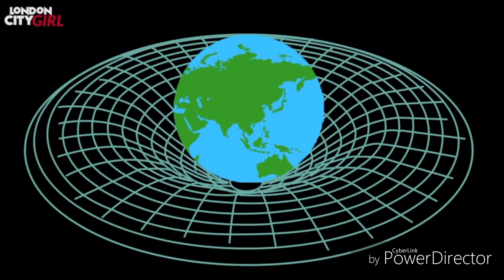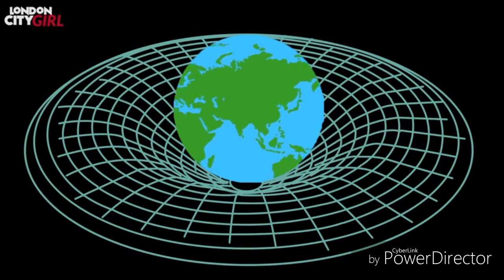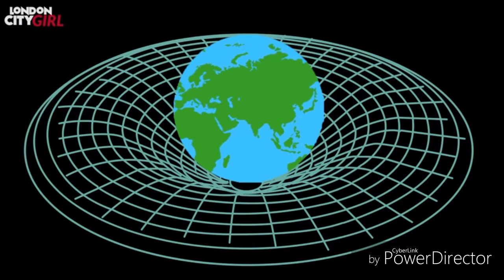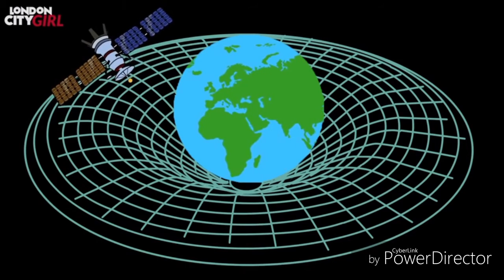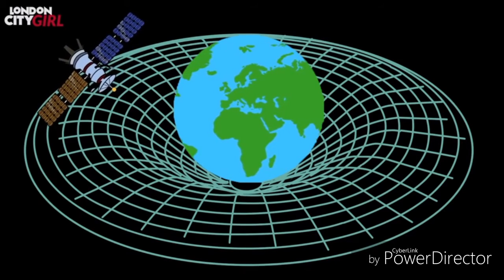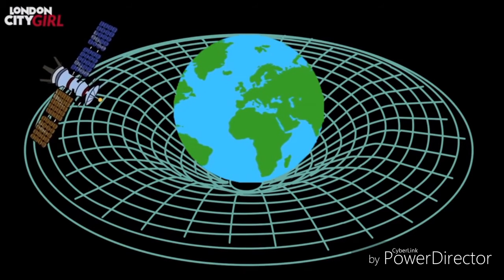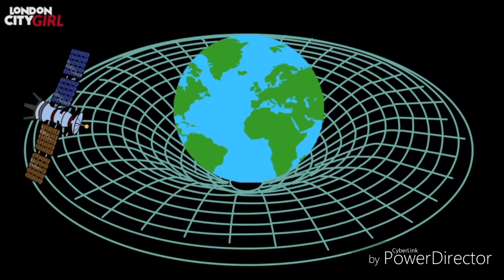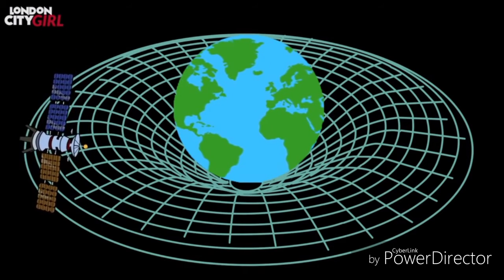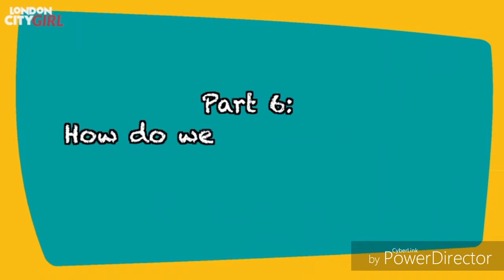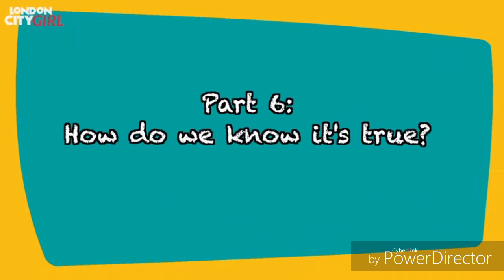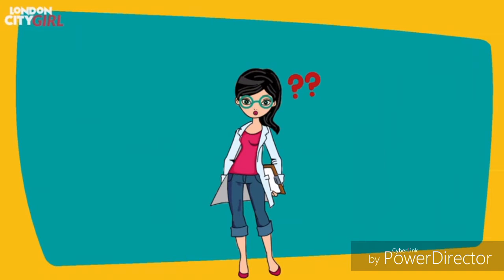Einstein theorized that objects warped space-time around them, causing it to become curved, and as a result, objects experienced gravitational attraction to each other. This warping of space-time explains how objects behave as they move through space. This is the general theory of relativity. Part 6. How do we know it's true? How do we know that the theory of relativity is true?